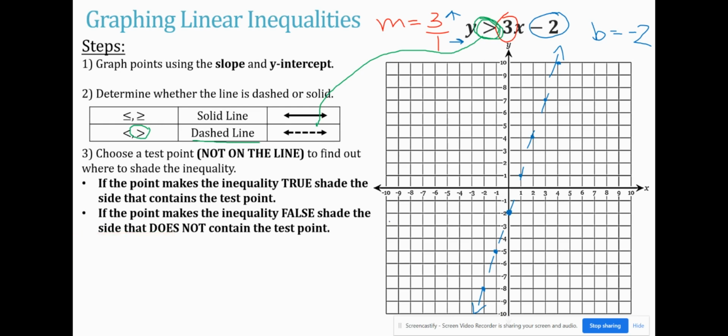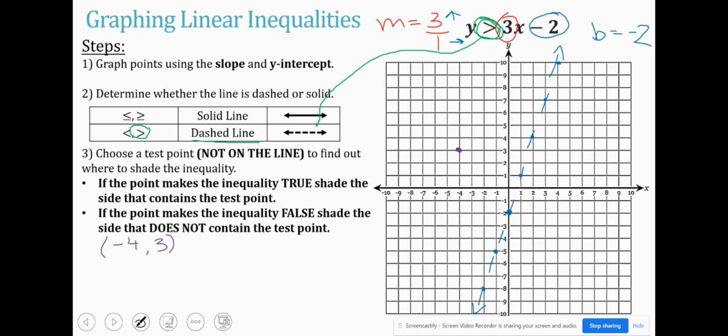So normally I would pick 0, 0, which is right here. That's a little too close to the line for me. I want to pick points that are further away. So I'm going to pick a point just in this open area over here. Okay, so I'm going to pick this point here, -4, 3. I'm going to just write that over here, -4, 3. You can pick any test point as long as it's not on the line.